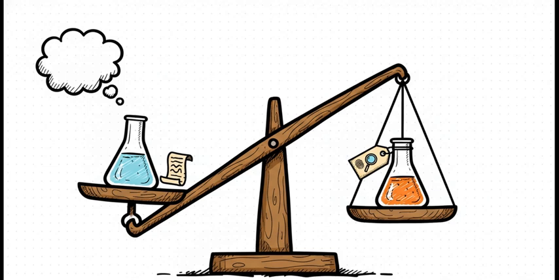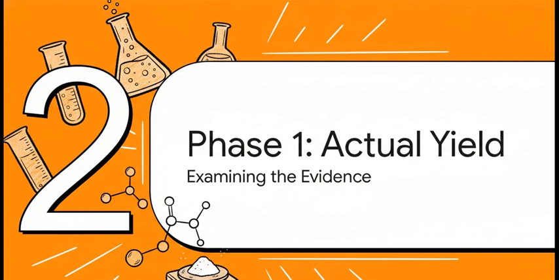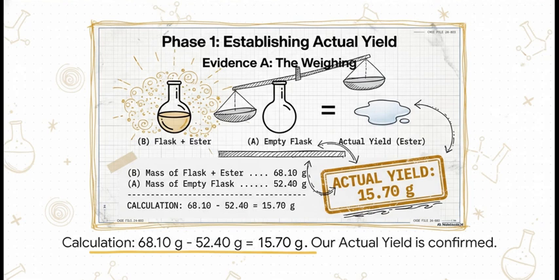And then, you've got the actual yield. This is the evidence. It's the real physical stuff you actually end up with, what you can collect and weigh at the end of the experiment. So let's jump into phase one, examining the evidence. Honestly, this part's the most straightforward. All we have to do is measure the mass of the product we successfully made and collected. Simple as that. And here's exactly how we find it. You weigh the flask with your product inside, then you subtract the mass of the empty flask you started with. Boom! The evidence is in. Our actual yield is 15.70 grams. That's our first critical piece of data.